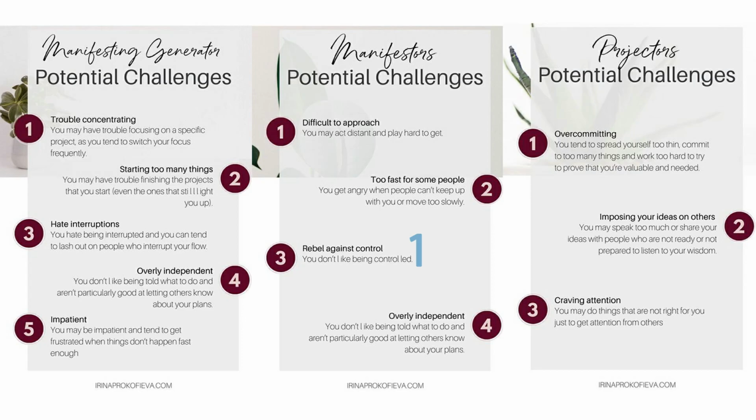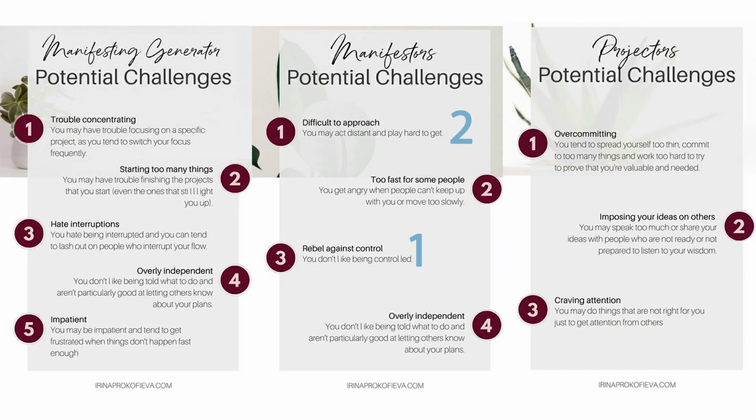That was like the number 1 thing that was like, yes, this I resonate with 110%, is that I don't like to be controlled, I don't like to be told what to do, and I would rebel against it. And if you guys heard the stories that I told you today, there is definitely something there. The second on my list was actually number one of the manifestor challenge, and that was being difficult to approach.